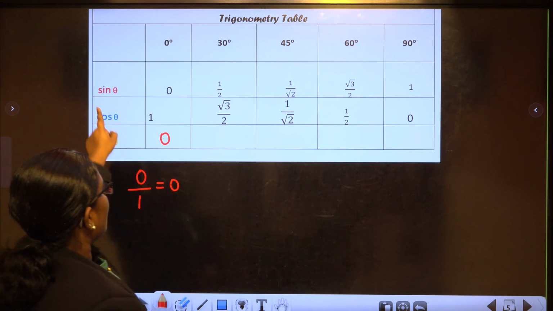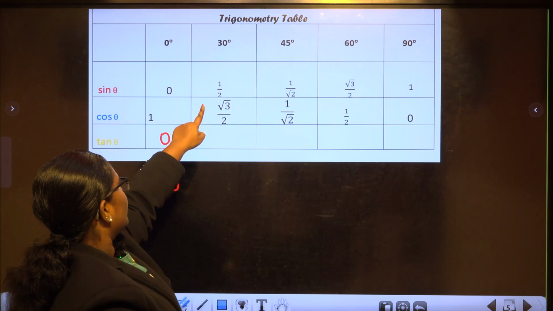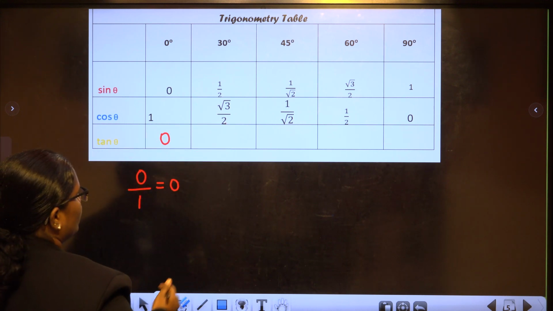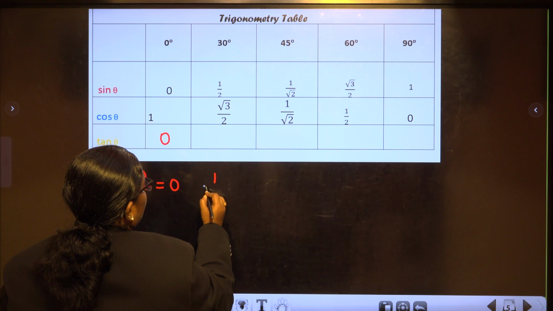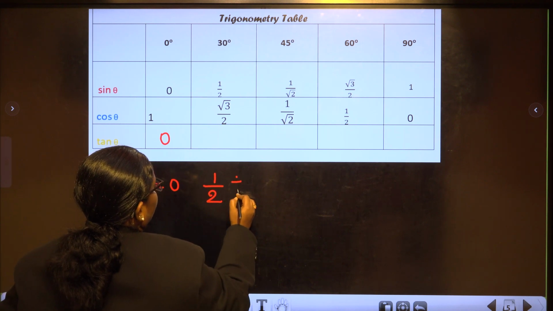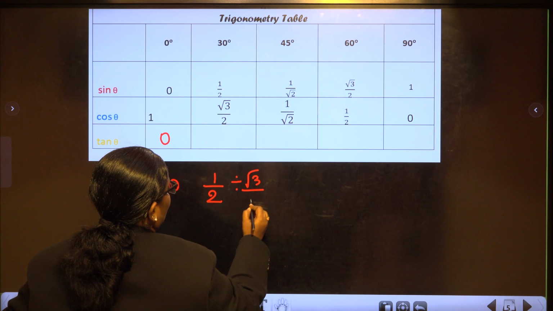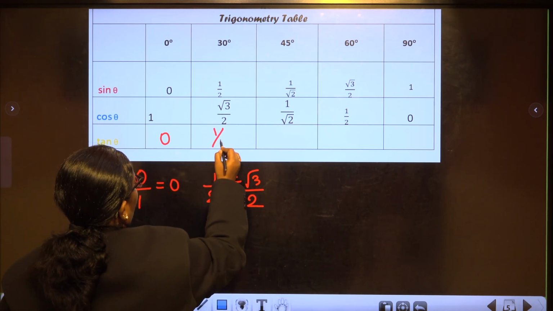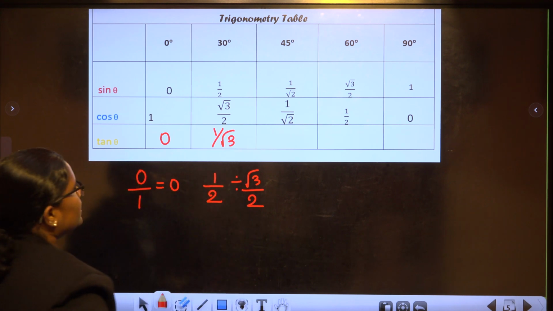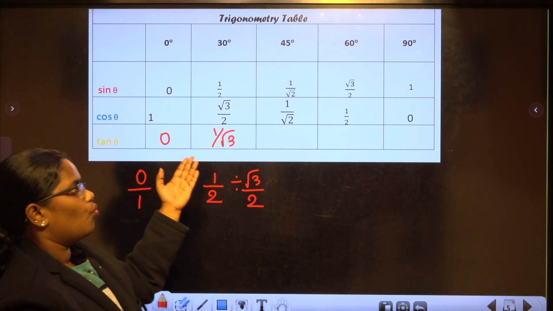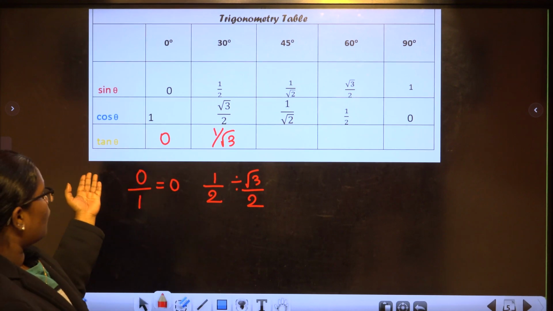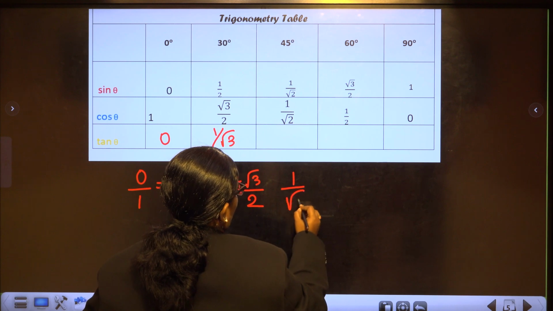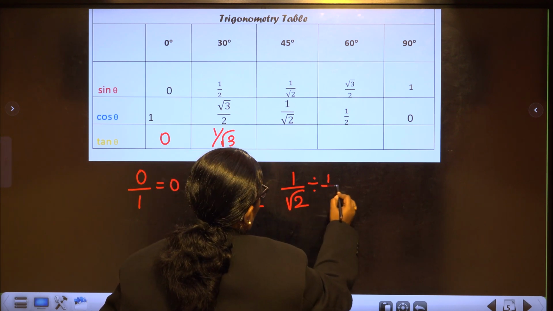Next, sine 30 is 1 by 2 and cos 30 is root 3 by 2. 1 by 2 divided by root 3 by 2. If you divide, you will get 1 by root 3. Next, sine 45 is 1 by root 2 and cos 45 is 1 by root 2. If you divide both the values, you will get 1.